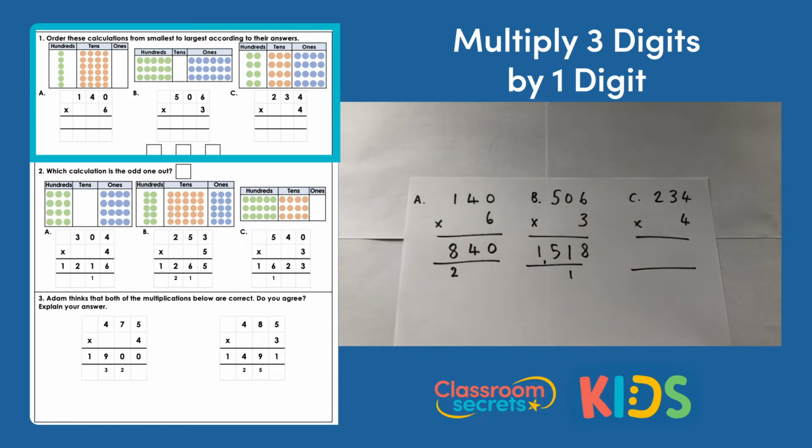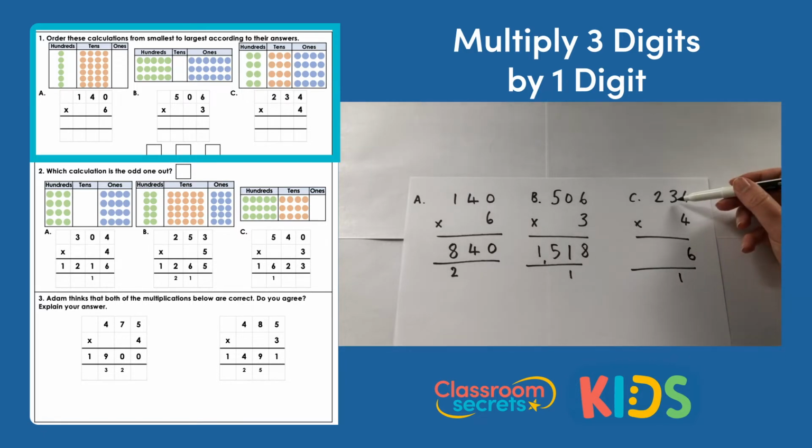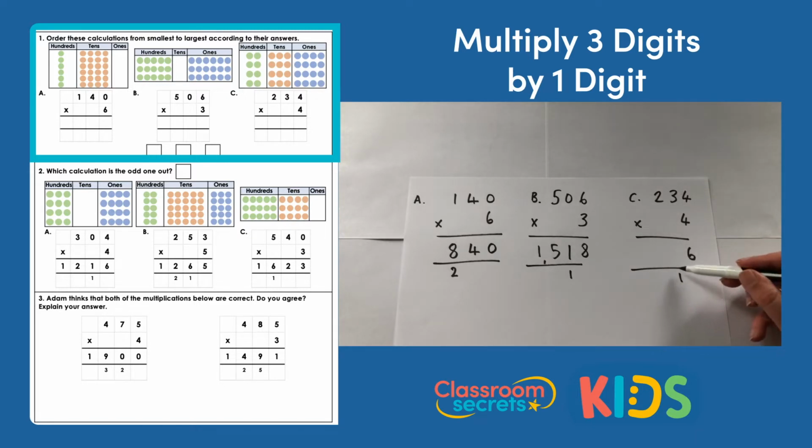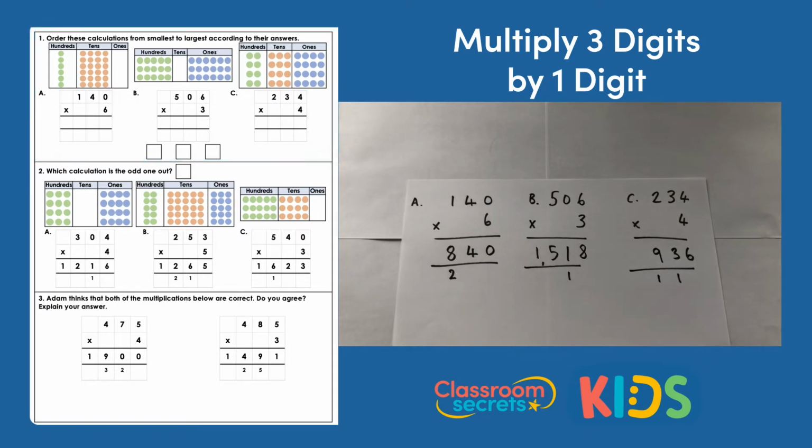Calculation C, 234 times 4. So we have 4 times 4, which is 16. My ones go in the ones column, my 10 is exchanged. 4 times 30, which is 120, plus my exchanged 10, which is 130. My tens can go here, my 100 is exchanged there, and then 4 times 200, which is 800, plus the extra 100, 936. That's part 1 of the question done.